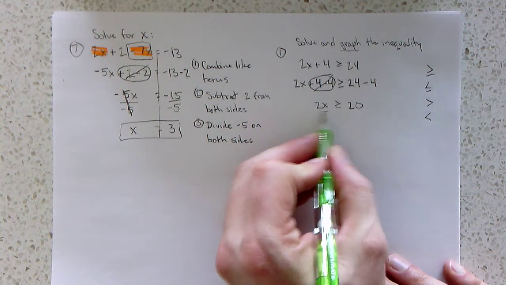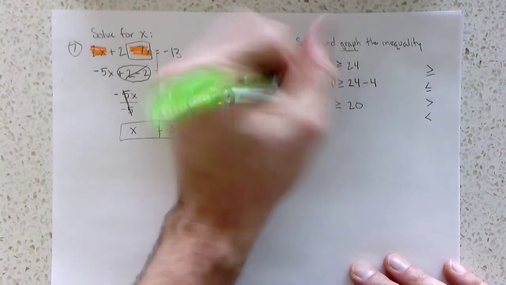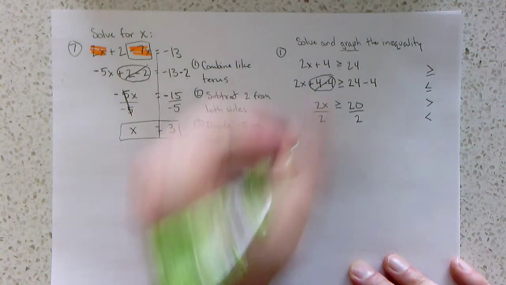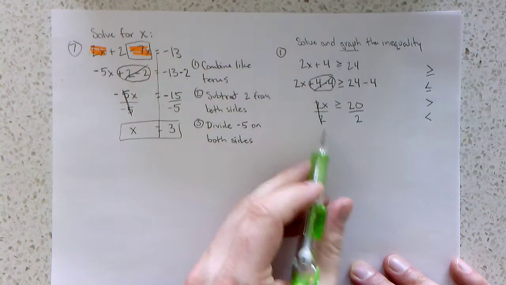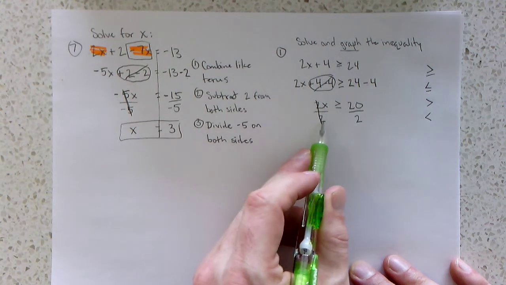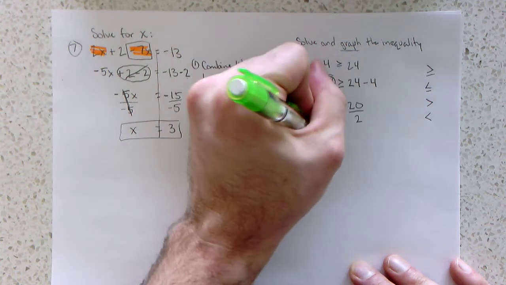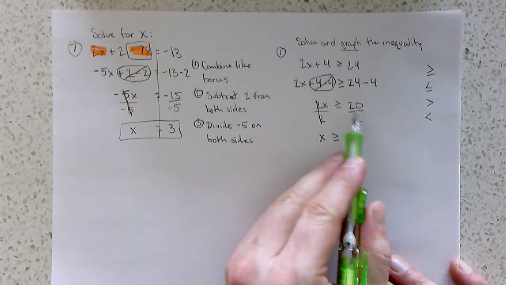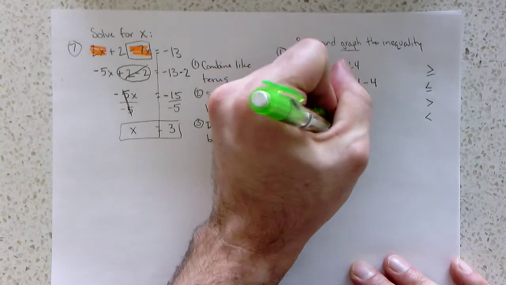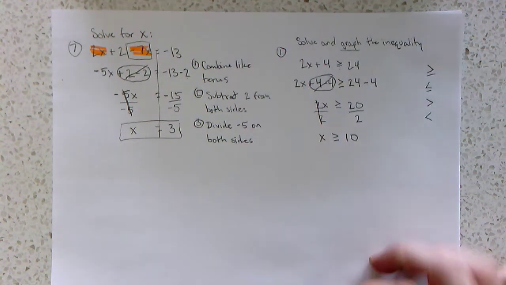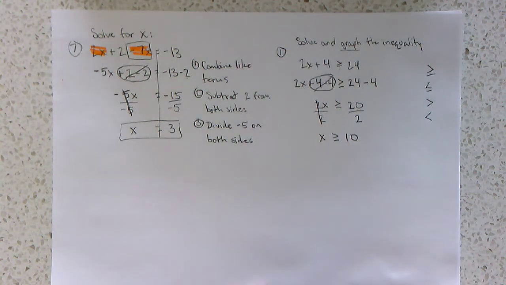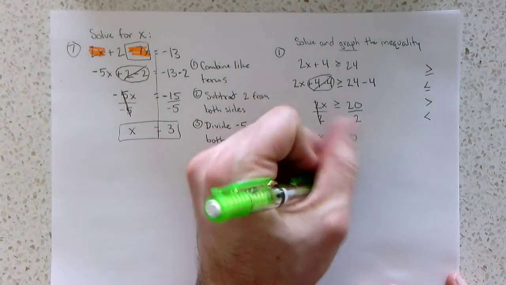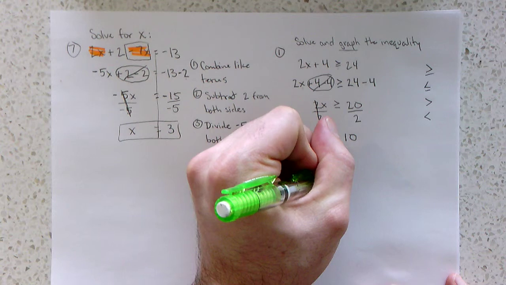Now my next step here: divide both sides by 2, giving me, when these go away, 2 divided by 2 gives me a 1. So 1x is greater than or equal to 20 divided by 2, which is 10. So our next step here is to actually graph it. So we have a number line.